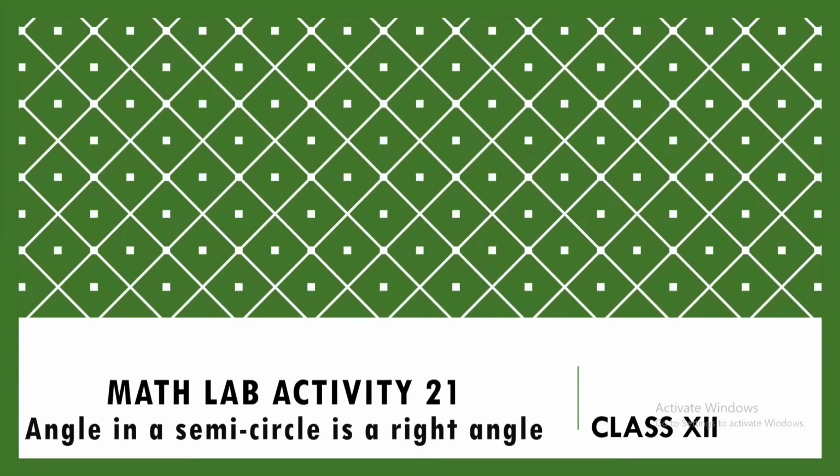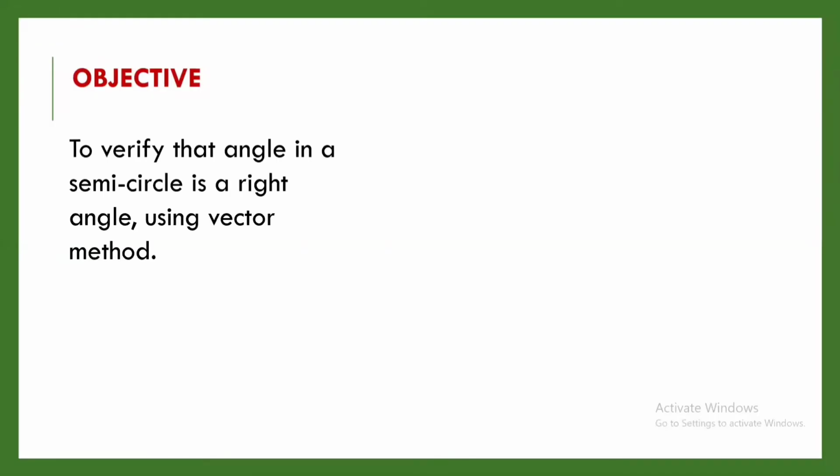Welcome back to my channel for the MATLAB activity 21 from your NCERT lab manuals. It is: angle in a semicircle is a right angle. Now, what is the objective? We will verify that the angle in a semicircle is a right angle using the vector method.